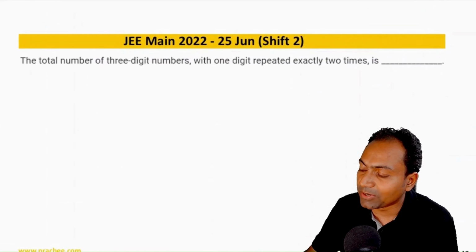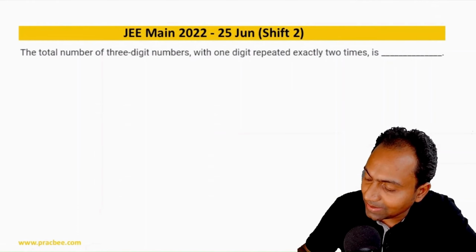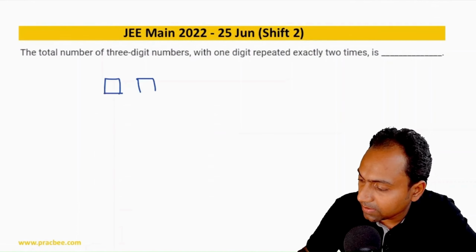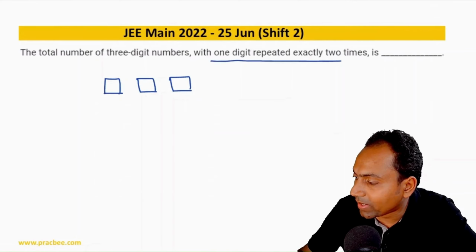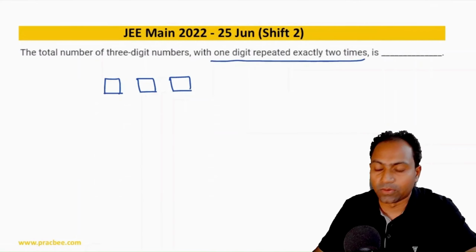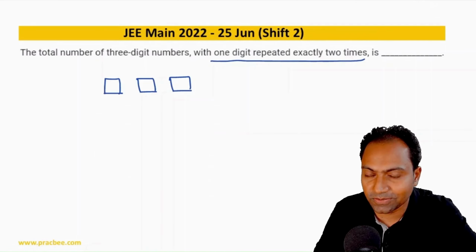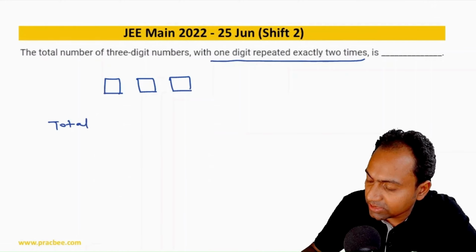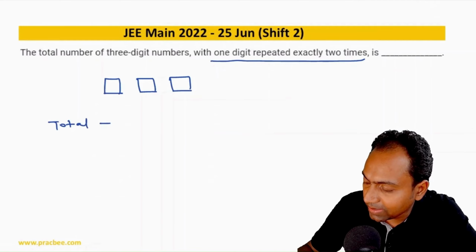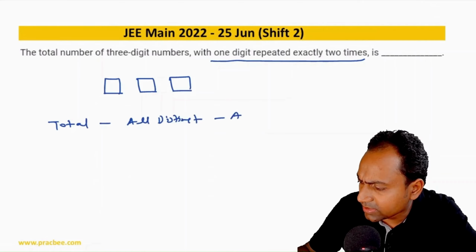My first question came in 2022. In this question, they are talking about a 3-digit number. So again, we can make 3 boxes. And what they're saying is exactly 1 digit is repeated 2 times. Okay, so there are many methods to do this question. I am going to use a method that is known as the method of destruction. What that means is, I am going to write the total number of 3-digit numbers that are possible and subtract those numbers which have all distinct digits and all same digits.